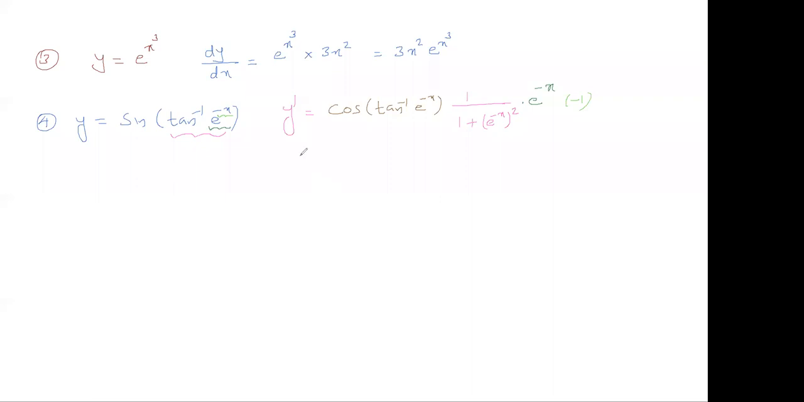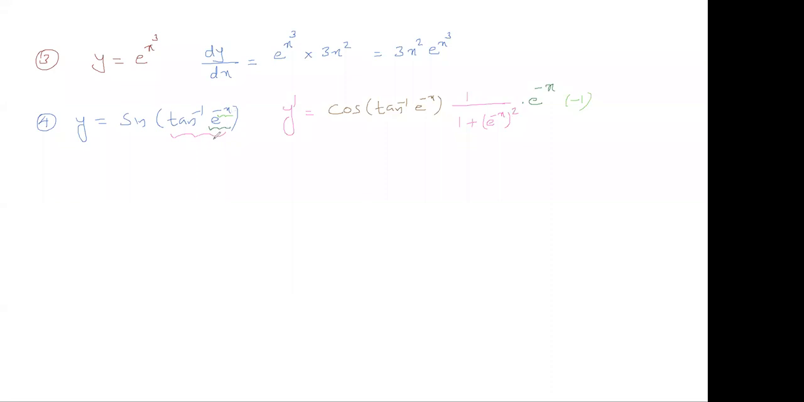4 steps are there. First of all, it is of the form sin x. Sin x का derivative cos x. So that is why it is cos tan inverse e to the power minus x. But x के जगह tan inverse e to the power minus x था. So that is of the form tan inverse x. So उसका derivative tan inverse x का derivative 1 by 1 plus x square. That is why 1 by 1 plus e to the power minus x the whole square.